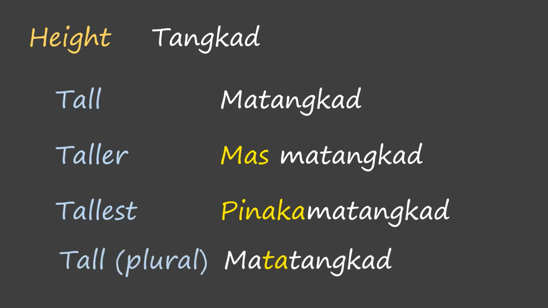And when we want to refer to more than one person as being tall, we say matatangkad. You see what happened there? We inserted ta, the first two letters of the first syllable of the word tangkad.